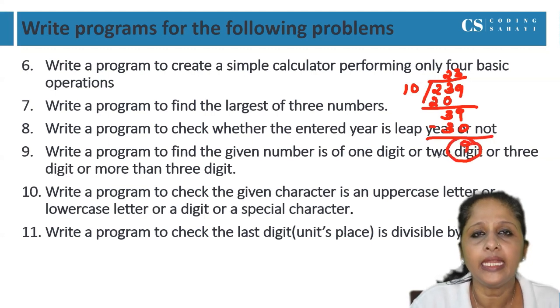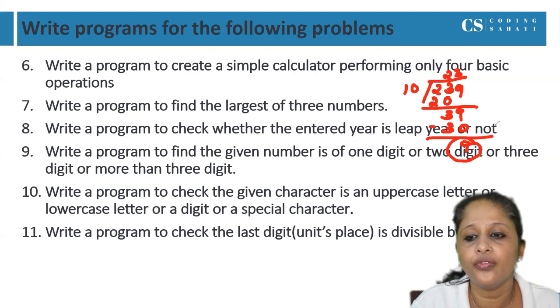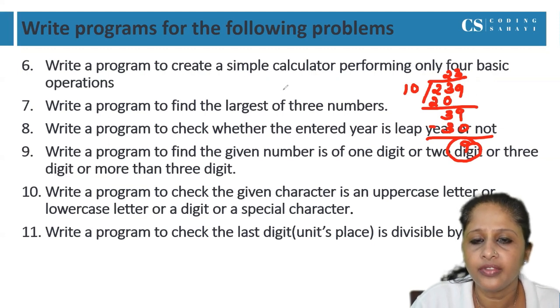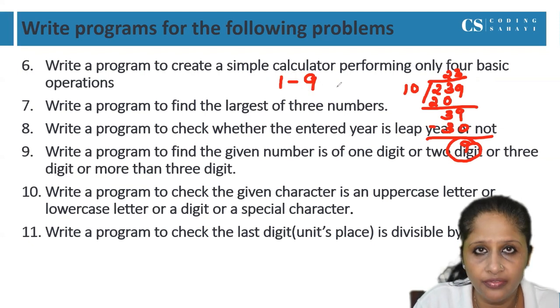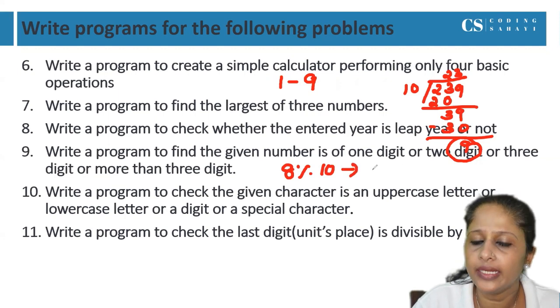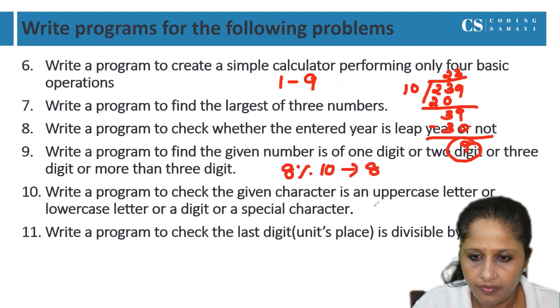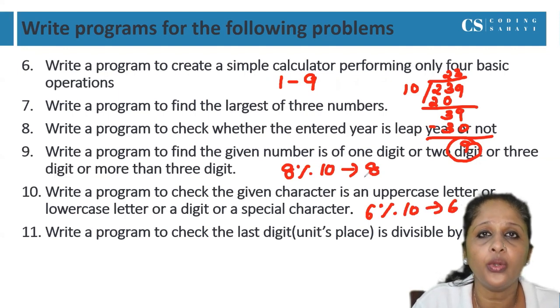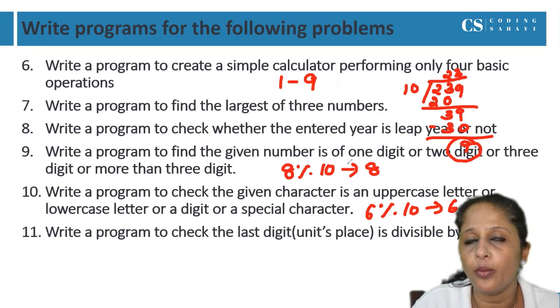If you take any number, is it 1 digit, 2 digit or any other digit, and if you do modulo 10, then you will get the unit place. Okay, the last digit you will get. See, if the numbers are from 1 to 9, then you do the modulo operation with 10, then the remainder will be that number itself. That is 8 modulo 10, you will get the remainder as 8 only. Same way, 6 modulo 10 gives 6. To get the last digit or the unit place digit, we can do this modulo operation with 10.